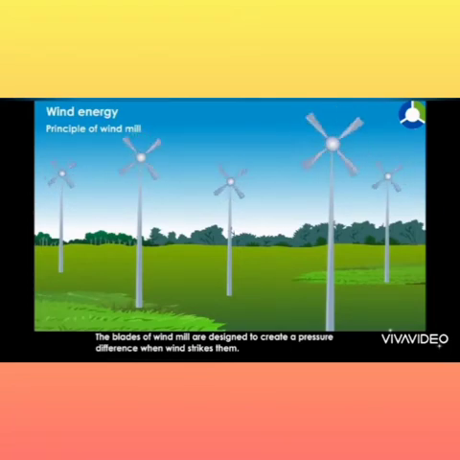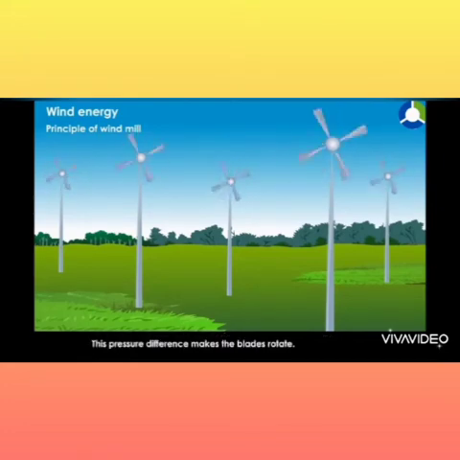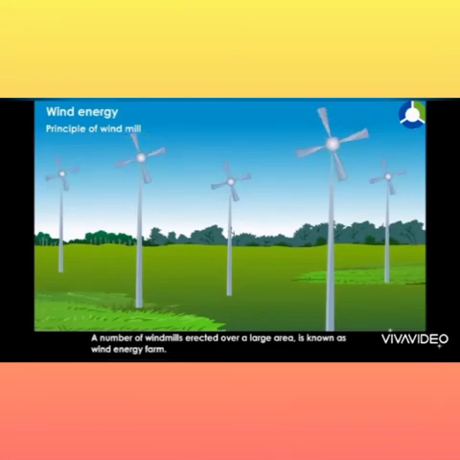Principle of windmill. The blades of a windmill are designed to create a pressure difference when wind strikes them. The pressure difference makes the blades rotate. A number of windmills erected over a large area is known as a wind energy farm.